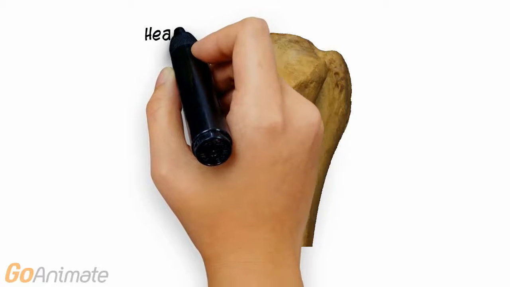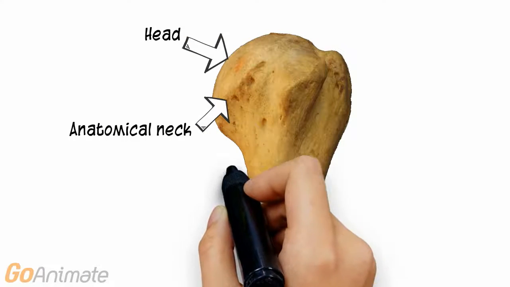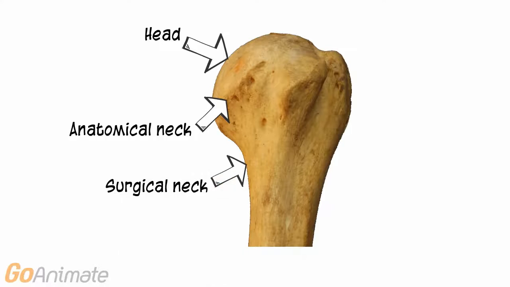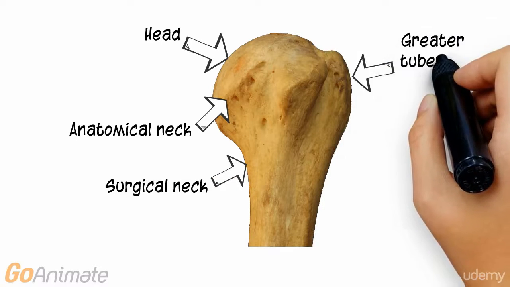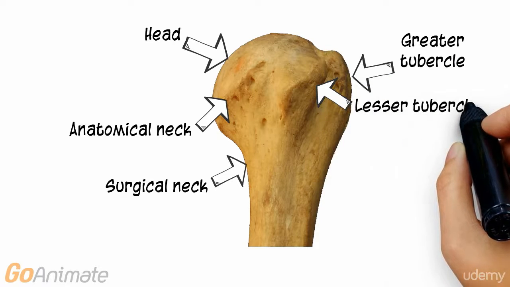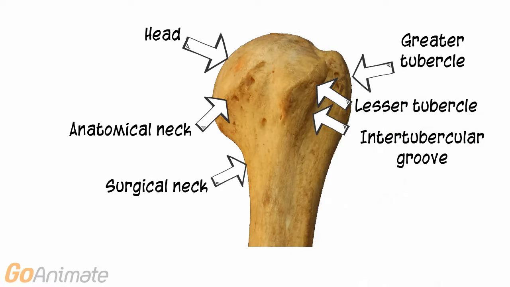Here is a close-up of the proximal portion of the humerus, showing the head, anatomical and surgical necks. Here we can see the greater and lesser tubercles and the groove between them called the intertubercular groove.